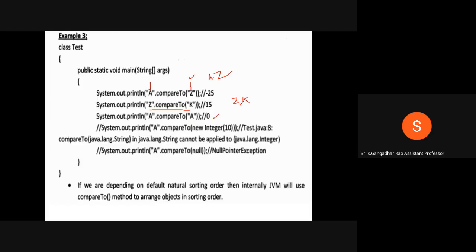"a".compareTo("z"): it means the order is what? A comma z. If I give a comma z, what is the order? The correct order.